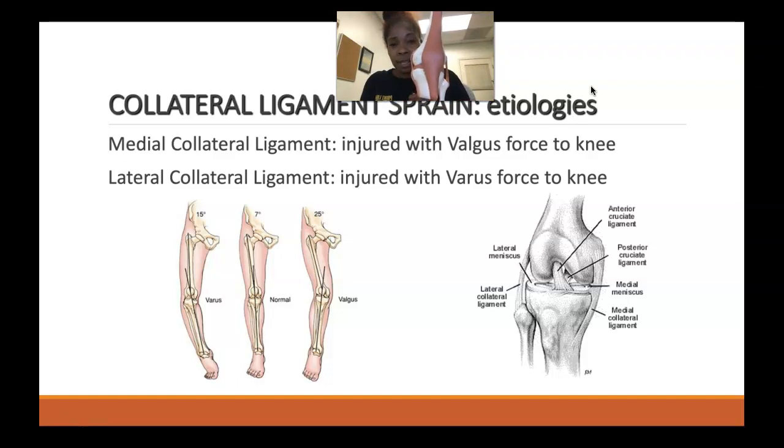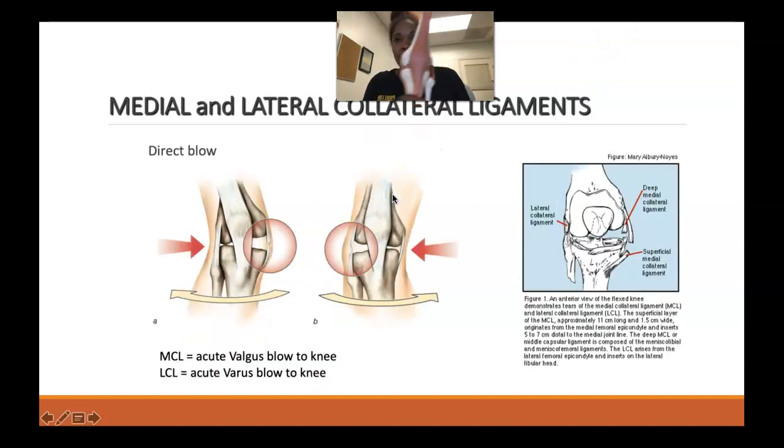Major role of these collateral ligaments then is what, you guys? Good. I'm hoping that you said it's to provide stability in the frontal plane of motion, right? So their major role is to provide stability in the frontal plane of motion. So if there's injury to either of these ligaments, then the concern is instability as your patient is doing those side-to-side movements, right? Okay, so as we progress, let's take a look at an example.